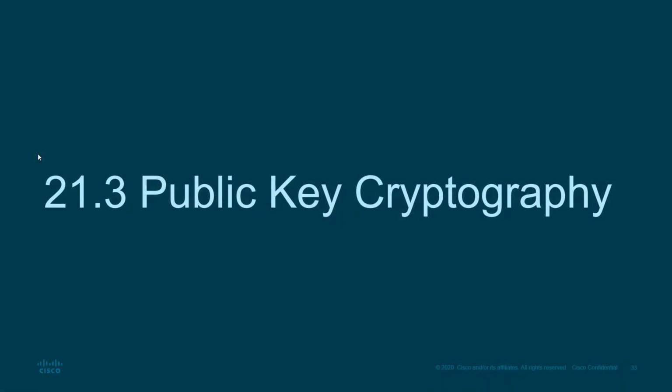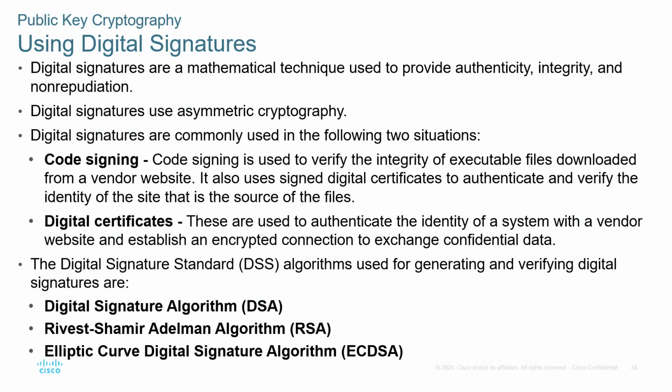Moving on to our next section is public key cryptography. So we know that this is asymmetric, and we know that public key is dealing with key exchanges. The first use of public key cryptography is going to be digital signatures. These are mathematical techniques used to provide authenticity, integrity, and non-repudiation. You'll notice typically on HTTPS type websites, they use a digital certificate to trust the different websites. Digital signatures are commonly used in two situations: digital certificates and code signing. That way we can provide some type of integrity of files after they've been verified.